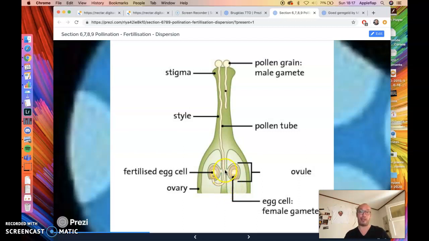When the pollen grain, the male gamete cell, and the female gamete egg cell meet each other and then fuse together, they form a seed. And those seeds are then inside the ovary. Once all the ovules and egg cells are fertilized, then the flower will wither away and the development of the fruit will start.